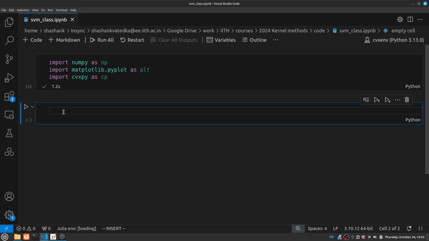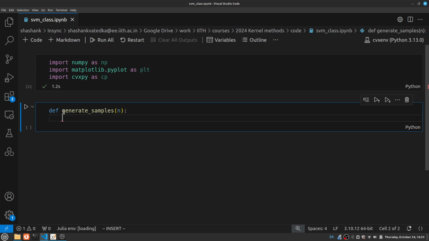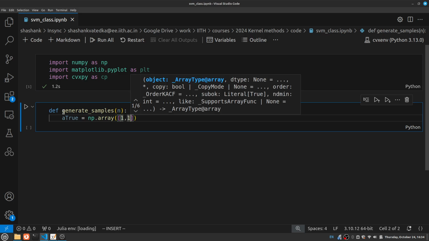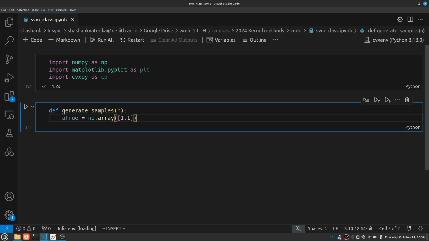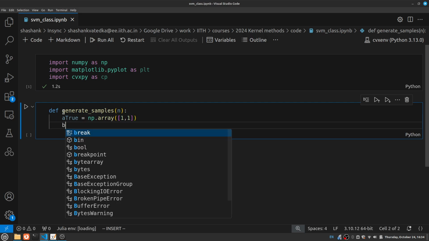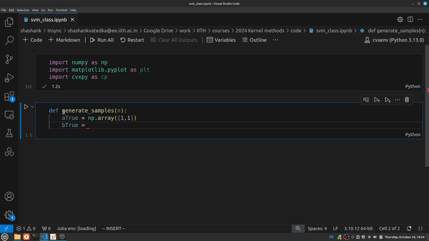Okay, so let me first generate a toy data set. Say I want to generate n points. Let me assume that the ground truth is a true of 1, 1. Let's say x1 plus x2 equal to 1. That's my ground truth, that's my concept, b true equals 1.